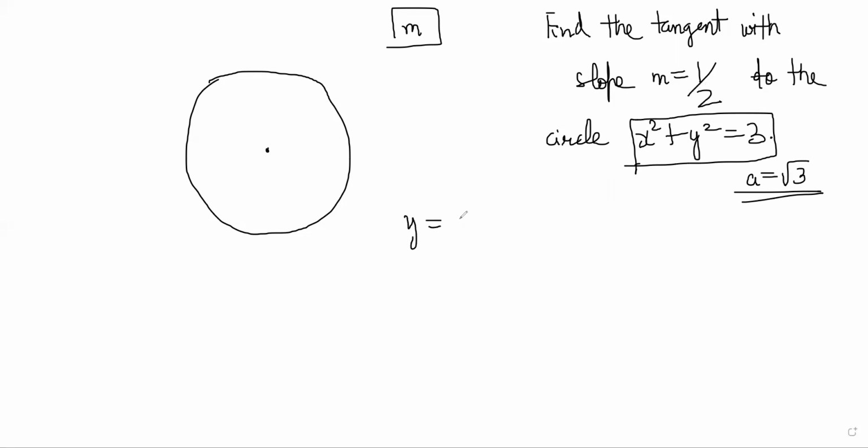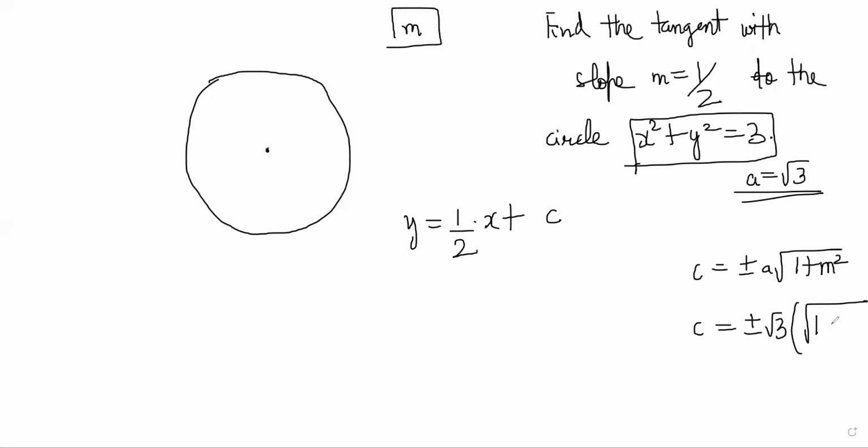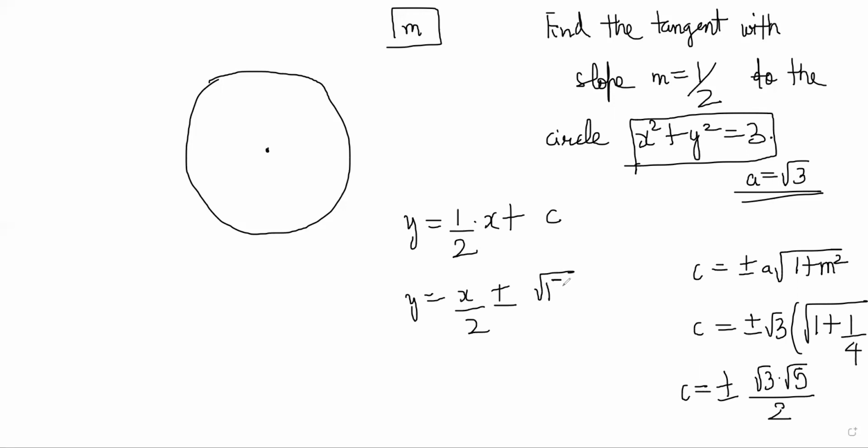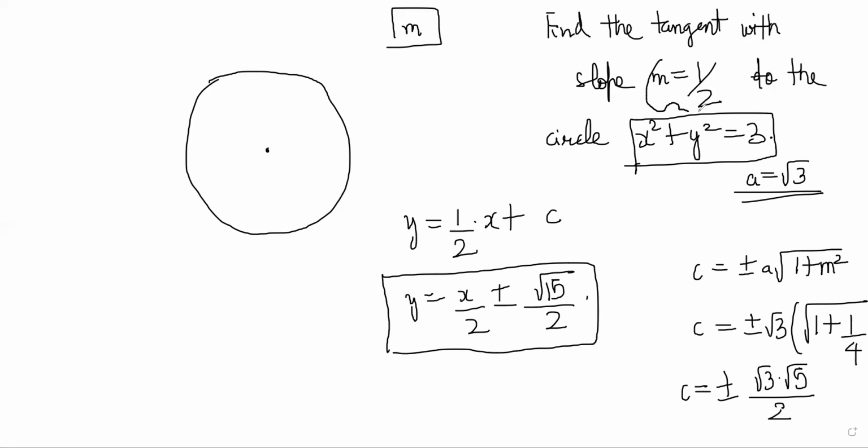So y is equal to mx plus c, so half into x plus c, and c should be equal to plus minus a root over 1 plus m square, right? So c should be plus minus root 3 root over 1 plus m square, which is 1 by 4, so you get 5 by 4. So you get root 3 into root 5 by 2, right? So you're getting the equation y is equal to x by 2 plus minus root over 15 by 2. These are the two possible tangents with this slope, right?